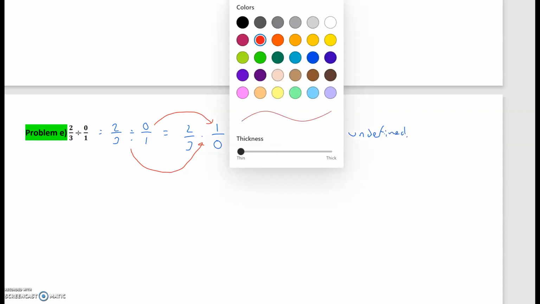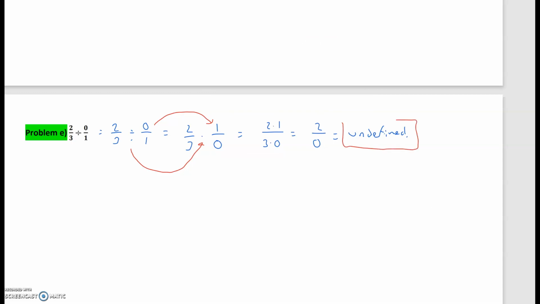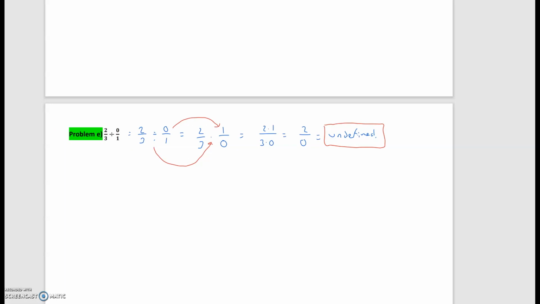So when you encounter these problems, you express your solution as undefined. We're not allowed to divide by 0. It came up as one of the properties in one of the beginning examples. Okay, so that's it for this set of problems.